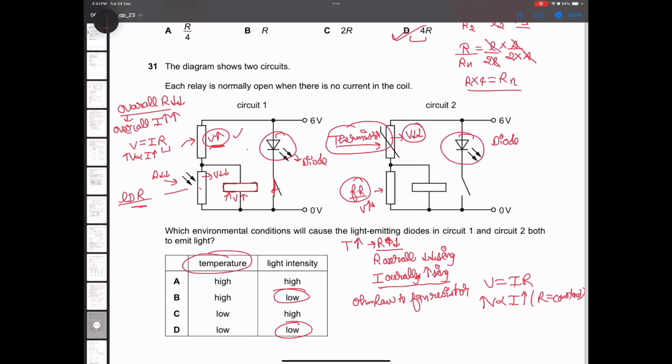But this is of no use to us. If the voltage here is increasing, it must be increasing here as well because these are in parallel. Now this will get attracted. So temperature high will be required here. So option B will be the correct one. A bit conceptual, just think about it carefully. It's one of the good questions.